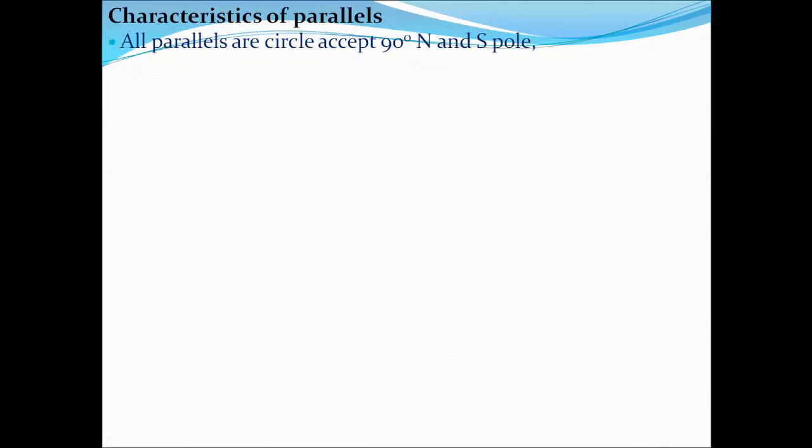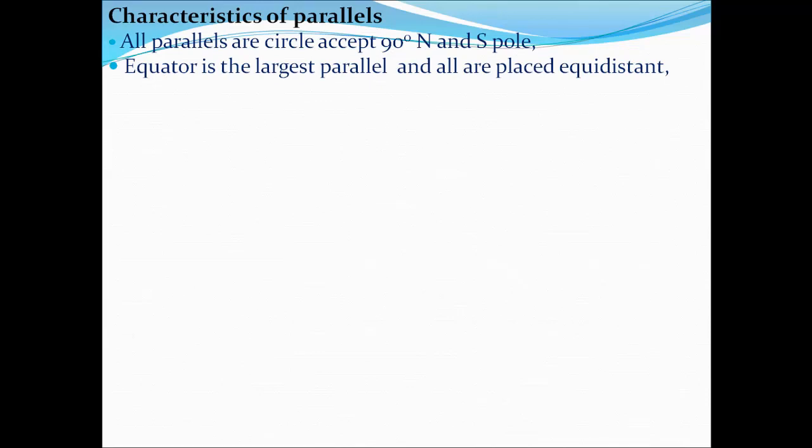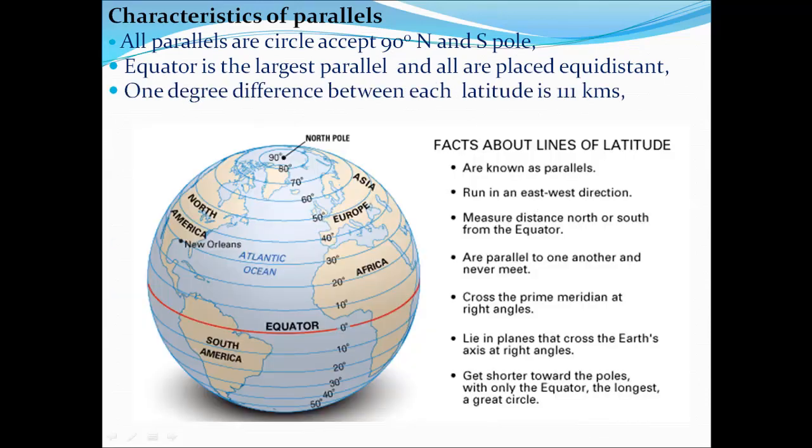Now we'll see some characteristic features of parallels. All parallels are circles except 90 degrees north and south. As you can see, all the latitudes merge at the North Pole or at the South Pole, and these latitudes are drawn in a concentric manner, and they are all equidistant. The distance between each latitude is equal. A 1 degree difference between latitudes is 111 kilometers.